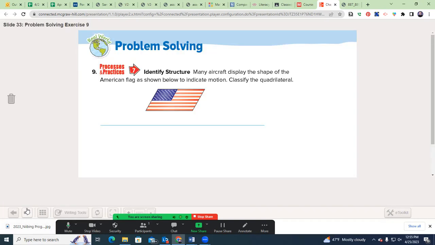And last one, let's get a story problem here. Many aircraft display the shape of the American flag shown below to indicate motion. What is this quadrilateral? Go ahead and pause the video and then unpause it when you're ready. Welcome back. It's a parallelogram.